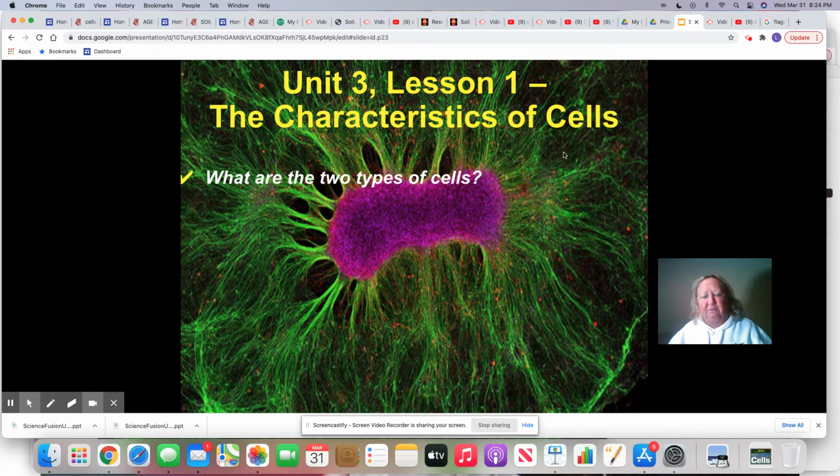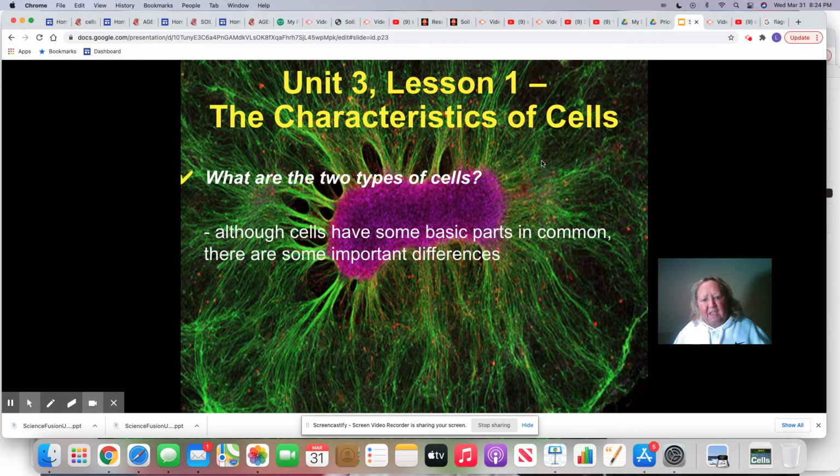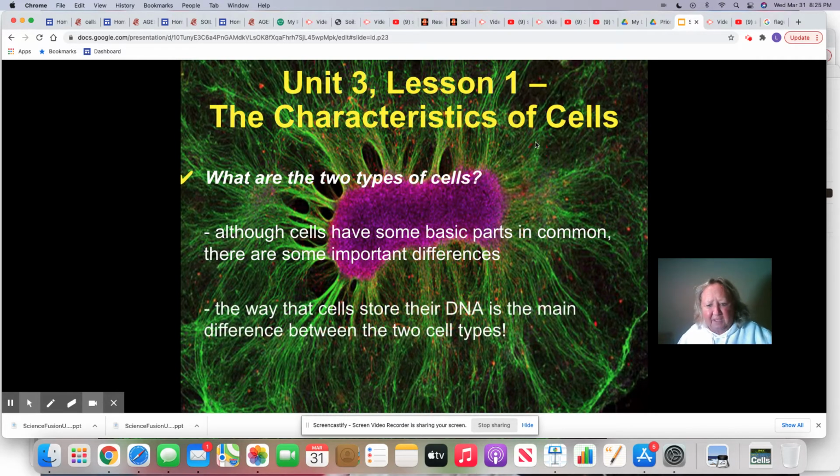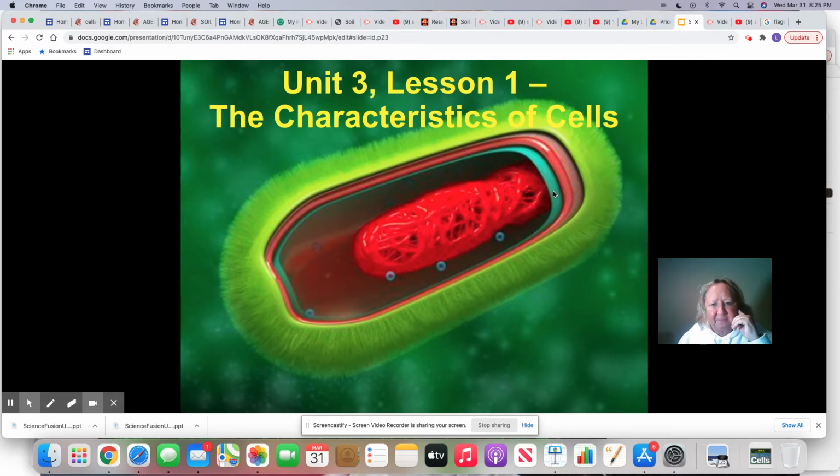All right, now, there are 2 types of cells in the world. We just talked about how they have those 4 parts in common, but there are big differences from that point on. And how we decide which one they are is how their DNA is stored. Where their DNA is in the cell, where that instructional material is, that's how we know what type of cell it is.